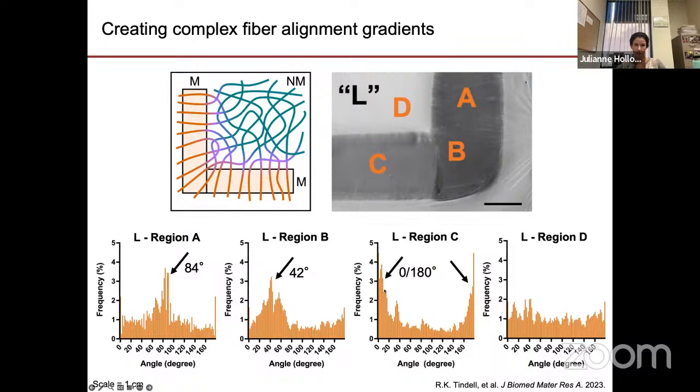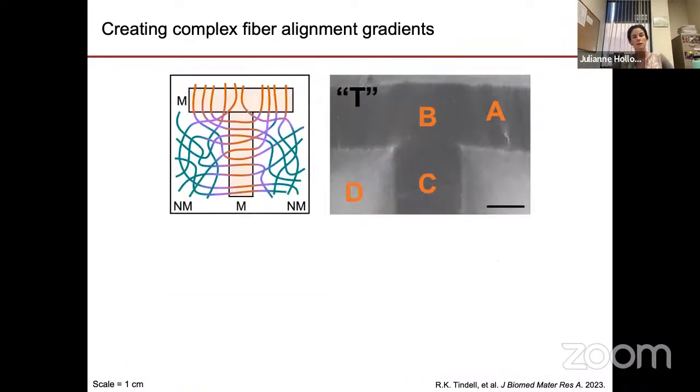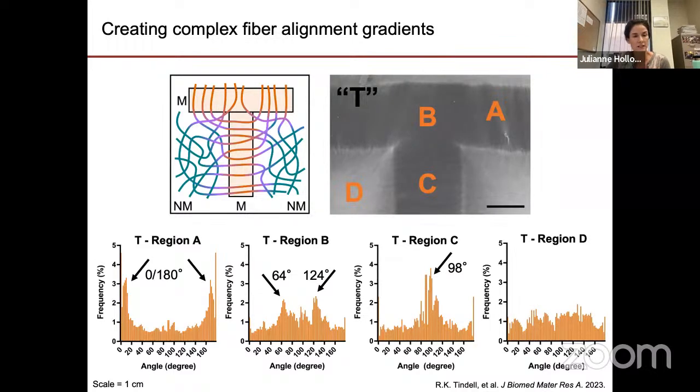And then again, in region D, away from the magnets, we see randomly aligned fibers. We can do other types of structures as well. So here's a T shape. And again, we see a similar movement of the fibers from the different locations. And in A, you see primarily vertically aligned fibers.